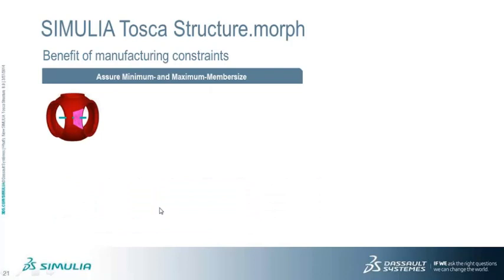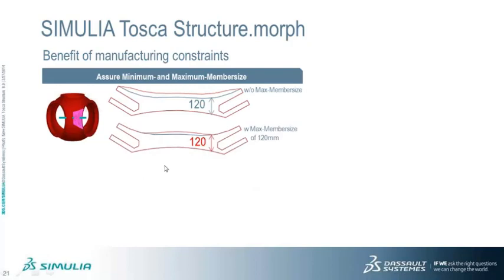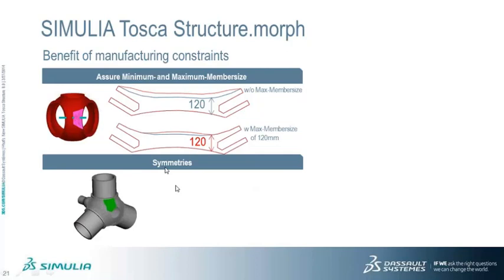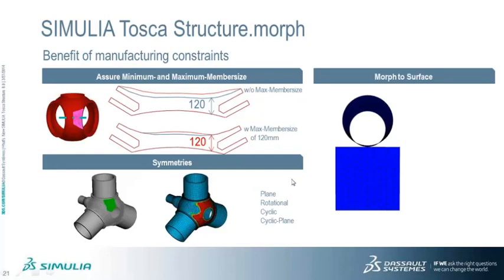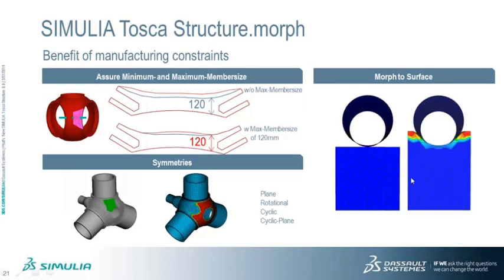So besides demolding manufacturing constraints, we can assure minimum and maximum member sizes. With this morphing approach, we can also handle symmetries, so to say plane, rotational, cyclic, and cyclic plane symmetries. And what is also a nice feature is this morph to surface. So we have a simulation model and we'd like to move it onto this pipe, and we will get such a surface or contour.